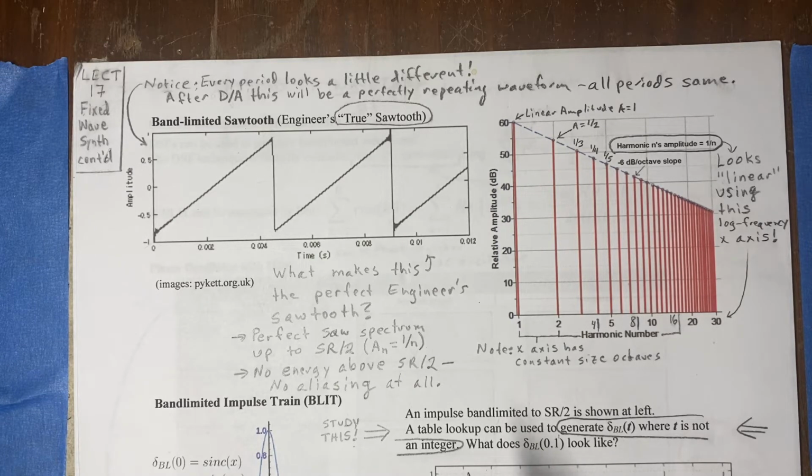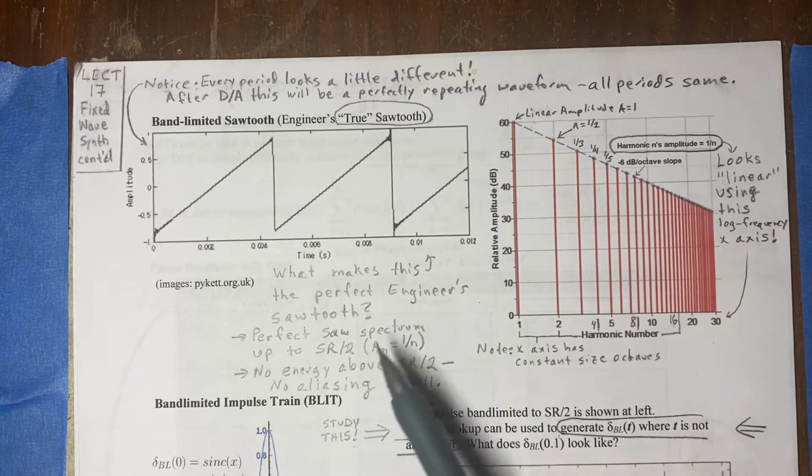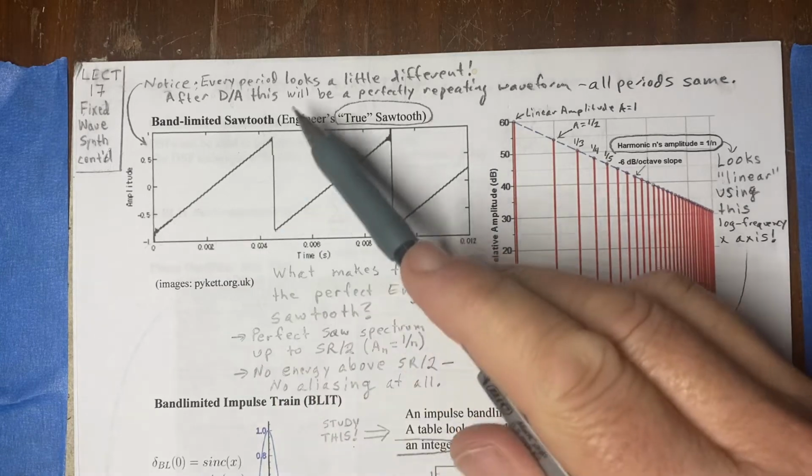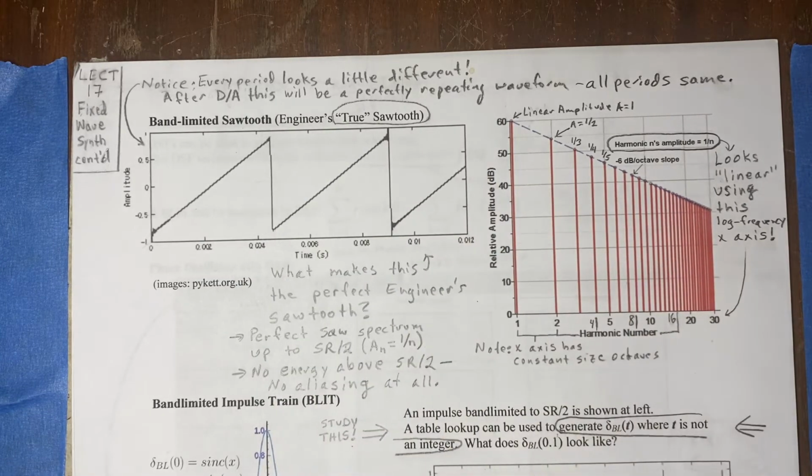Right? An aliased mess. It has to be band limited. And so that's why I call this a perfect engineer sawtooth. One that looks like a sawtooth in digital is not a perfect engineer sawtooth.